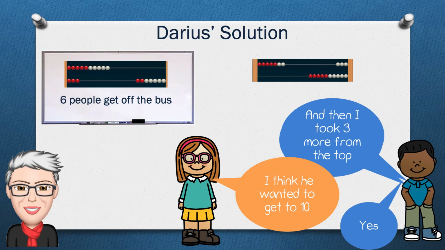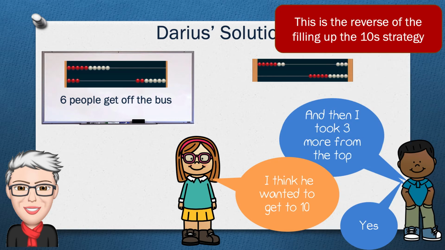In other words, Darius's way of moving the beads can be the basis for an efficient grouping strategy, first grouping down to 10. Notice how this grouping strategy is essentially the reverse of the filling up the 10 strategy that is implicit in the solution Andi used on the additive example we discussed earlier.